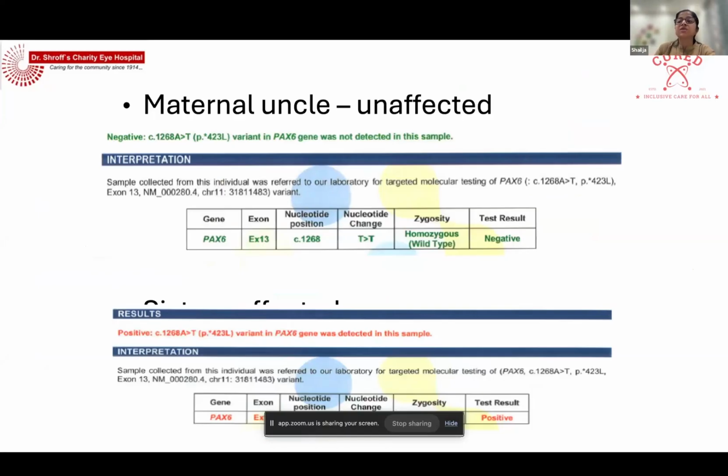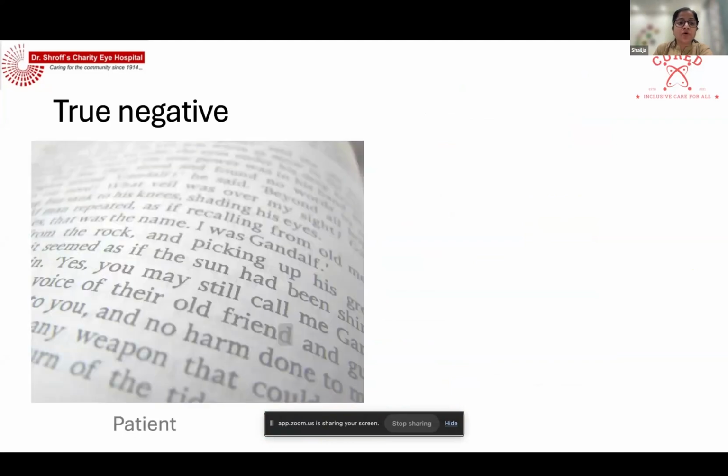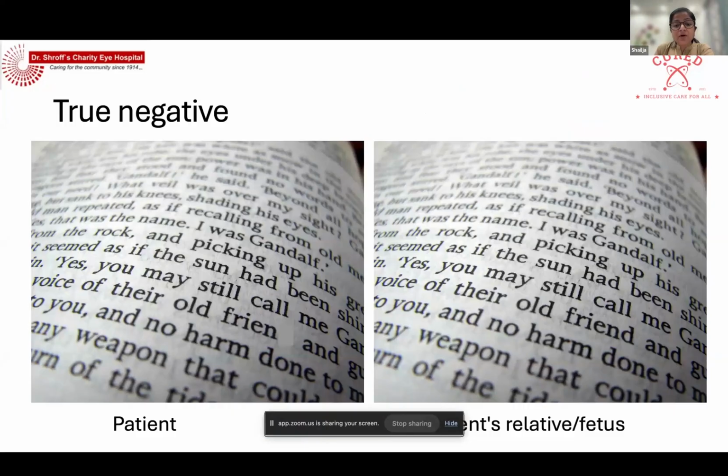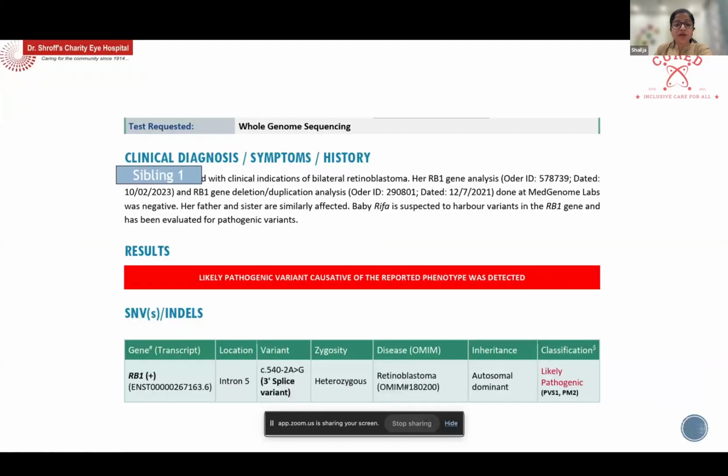If the maternal uncle just walks in and gets himself tested without knowing what was there in the proband, and he gets negative, then that is not a true negative. That is an indeterminate, or an uninformative negative. So a true negative is when you fail to detect that same mutation which is there in the patient. For example, here if you see, there is a D missing in the proband's letter here, and you read the relative's report, and you see that the D is present there, which is normal. So only then you can say that it's a true negative.